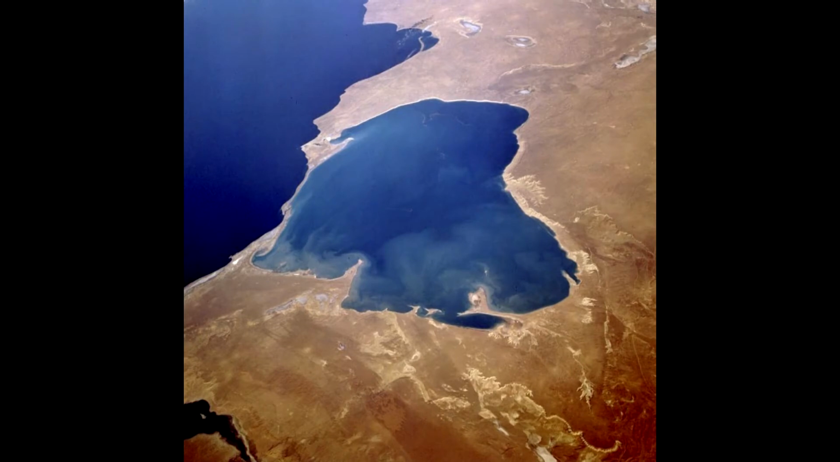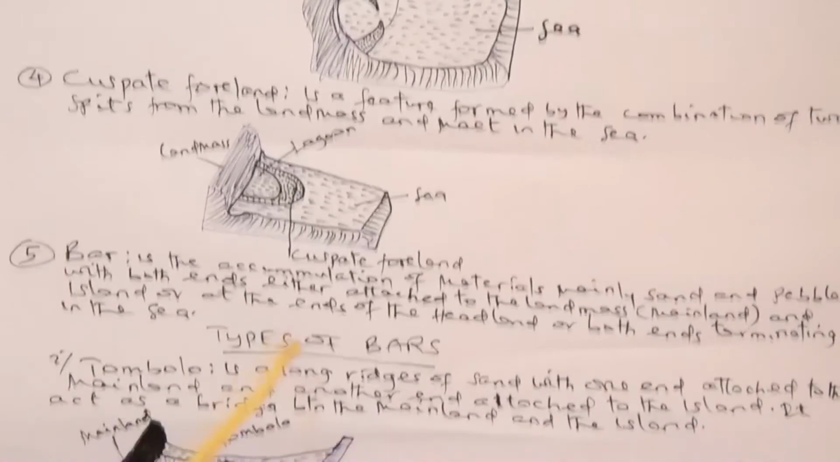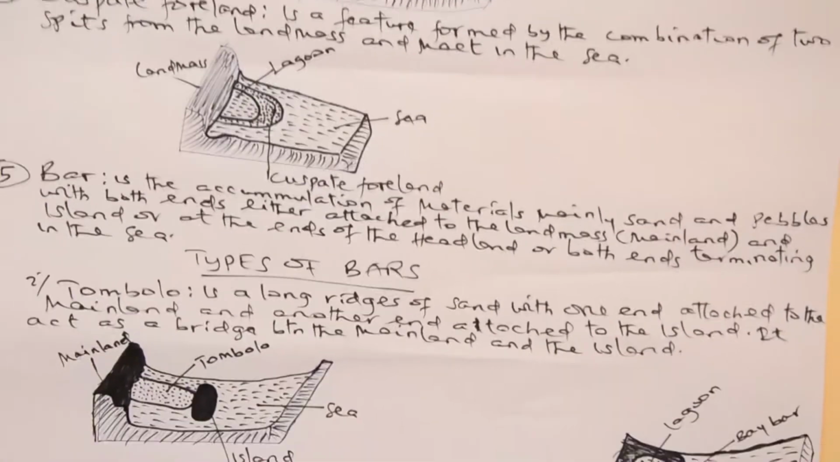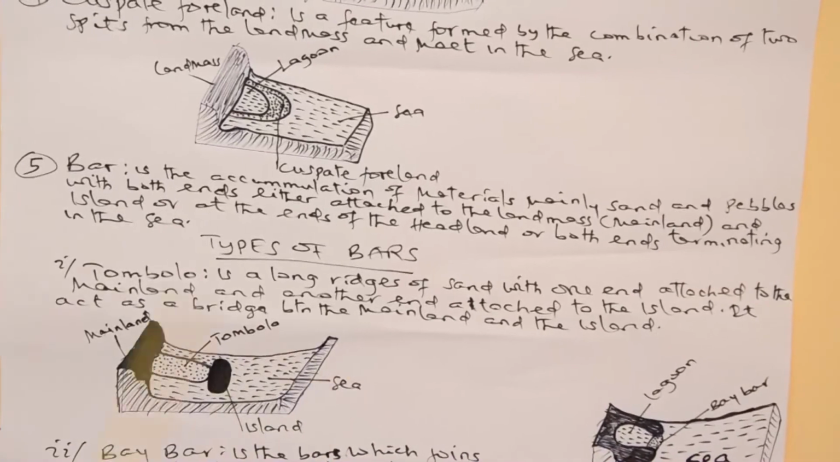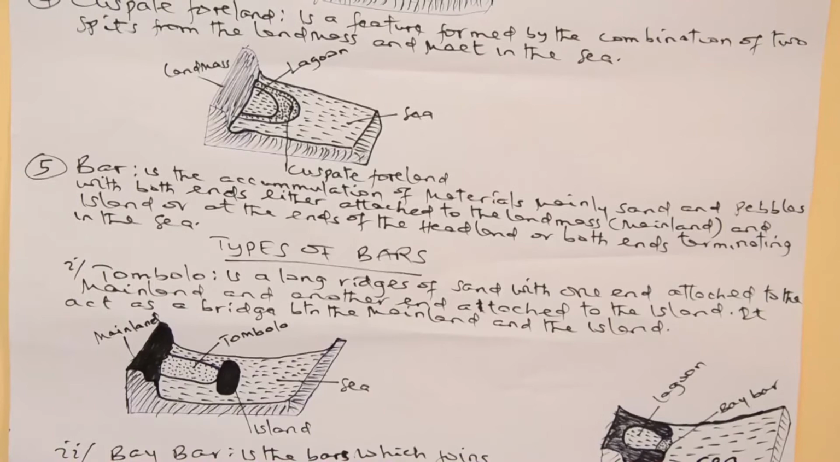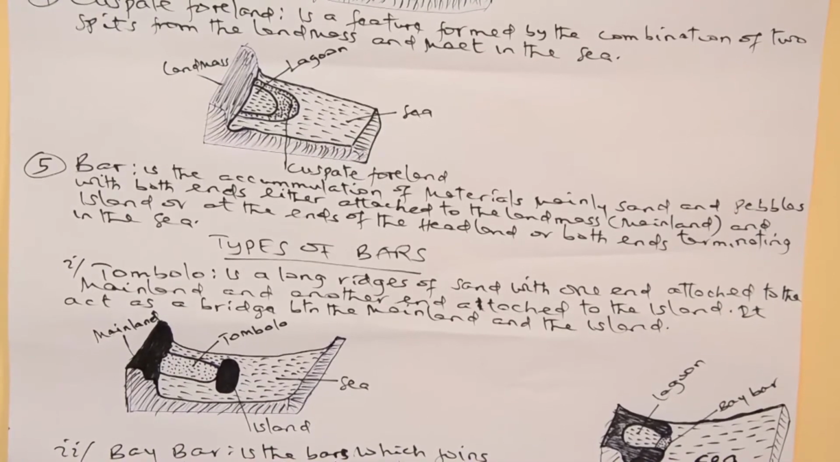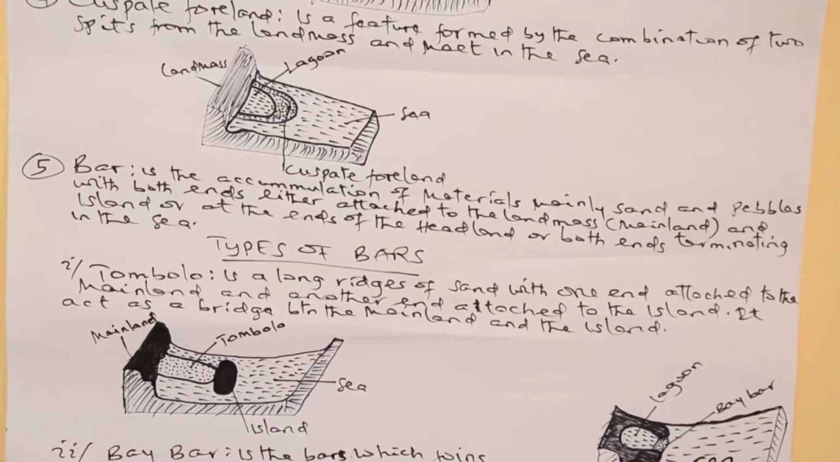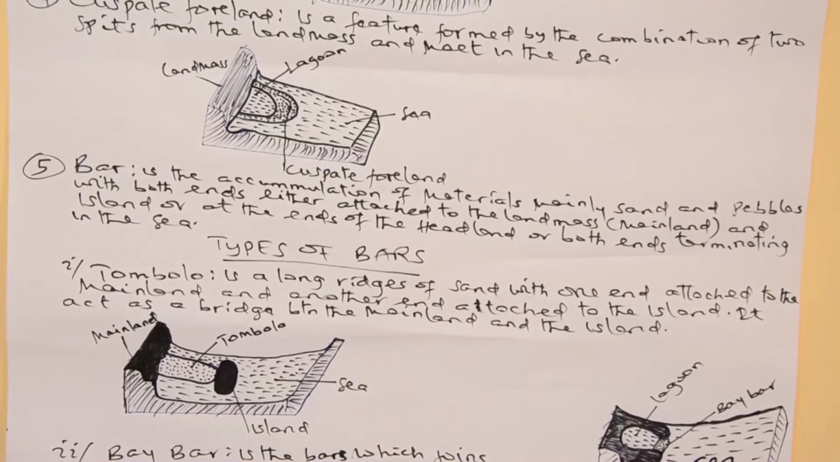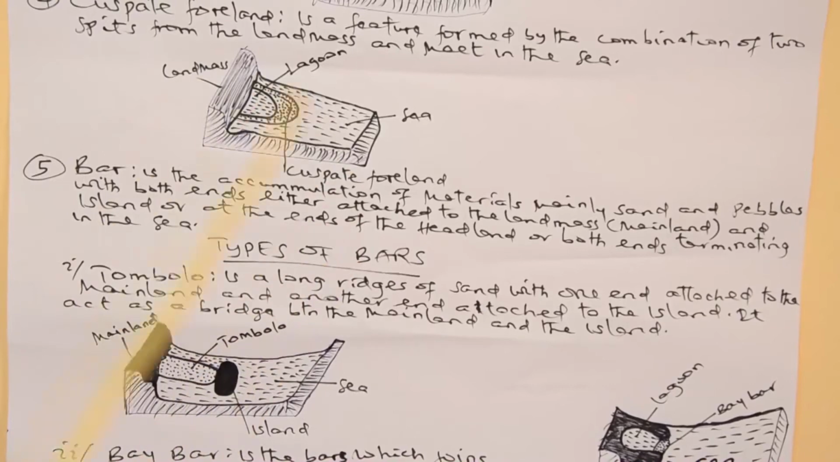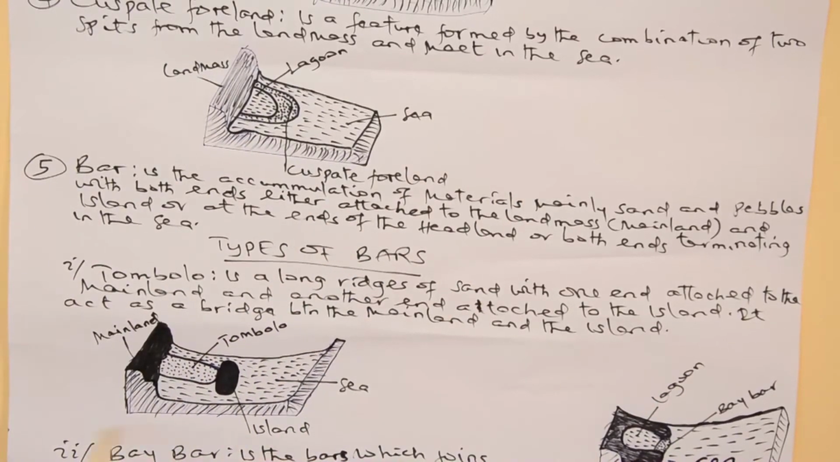A bar is the accumulation of materials, mainly sand and pebbles, with both ends either attached to the landmass or mainland and the island, or at the end of the highland, or both ends terminating in the sea. But because these materials differ in size, either sand or pebbles, ending in the sea, they will differ in appearance or observation. You can observe different types of these bars.